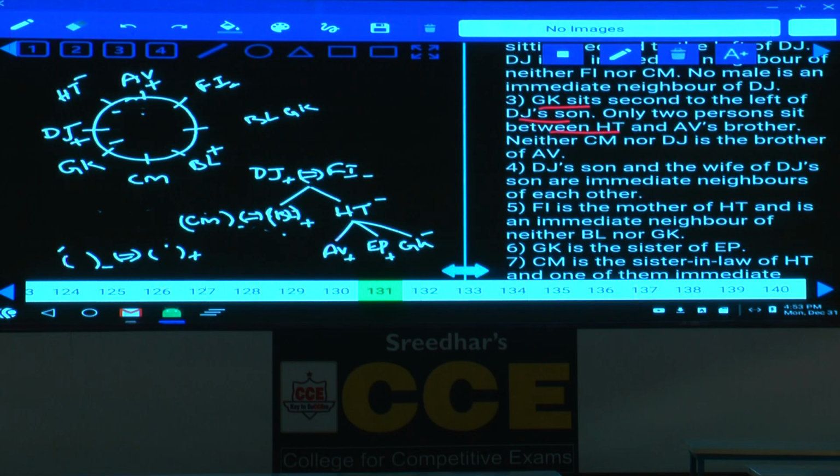Only two persons sit between HD and AV's brother. Between HD and AV's brother only two persons, that means EP. Hence how many persons are there? There are two persons, so EP must be at this place. Done with this? Now this is the final arrangement.